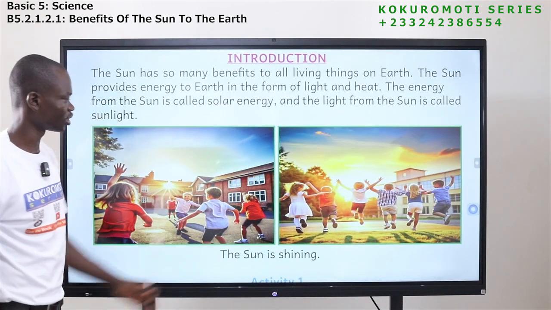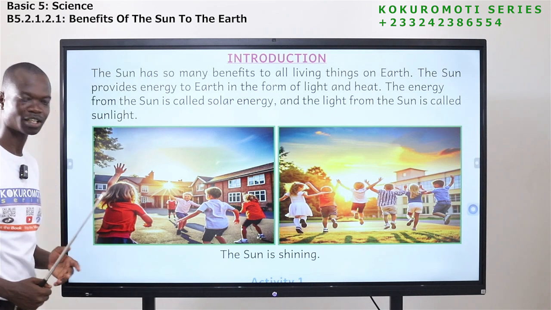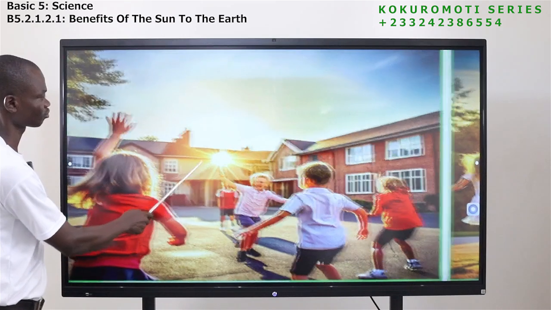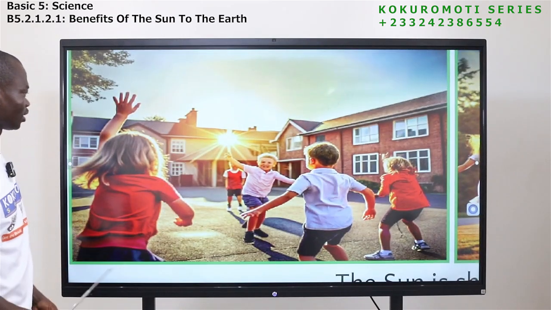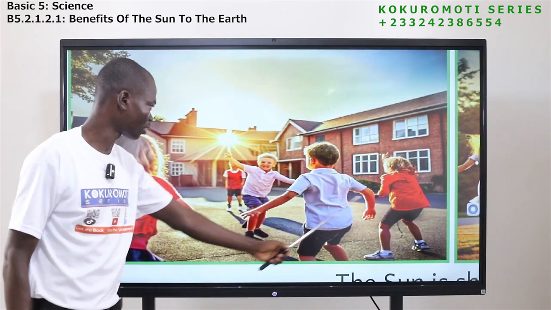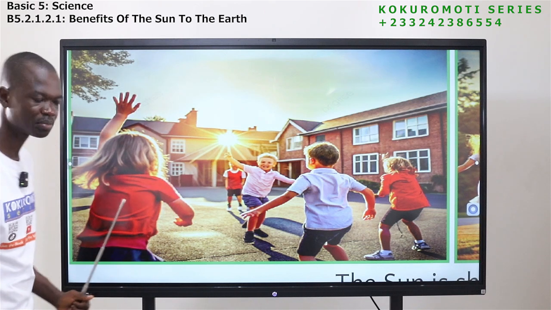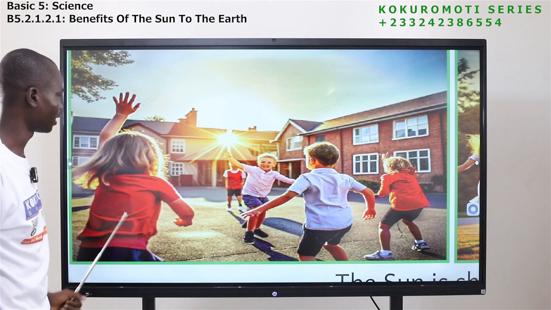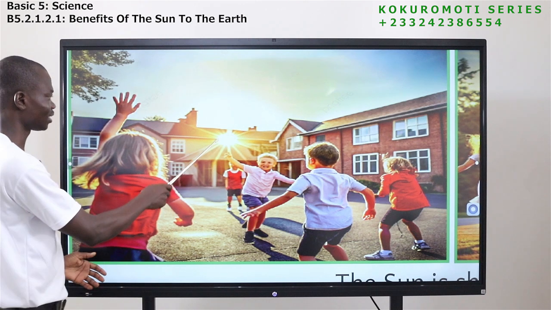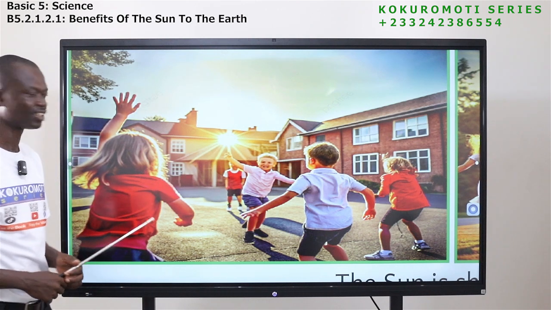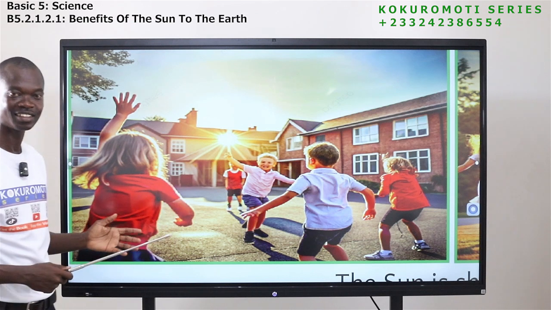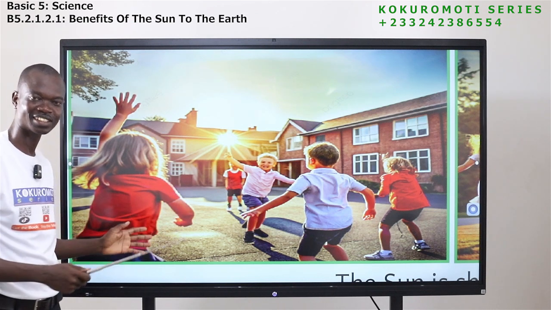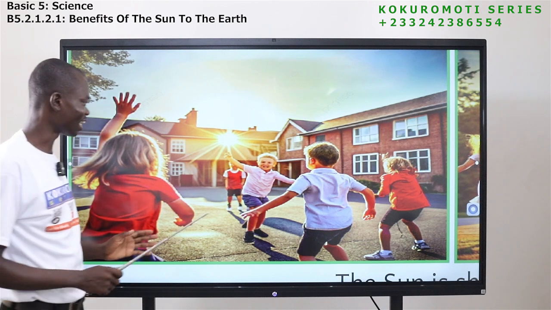If you look at these two pictures, what can you say about them? The first one here. Yes, this is a school and we have kids here. They are happy. They are also playing. Now, you can see the sun here. It's because of the sun they can see. They can play. They can do whatever they want to do. For kids, that's how they live their life.